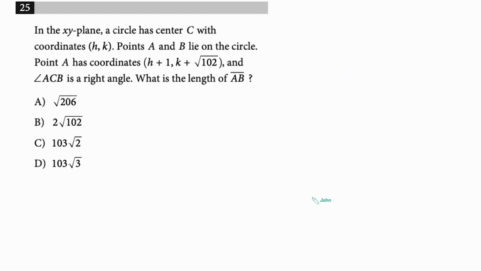In the xy plane, a circle has center C with coordinates h, k. Points A and B lie on the circle. Point A has coordinates h plus 1, comma k plus root 102, and angle ACB is a right angle. What is the length of AB?